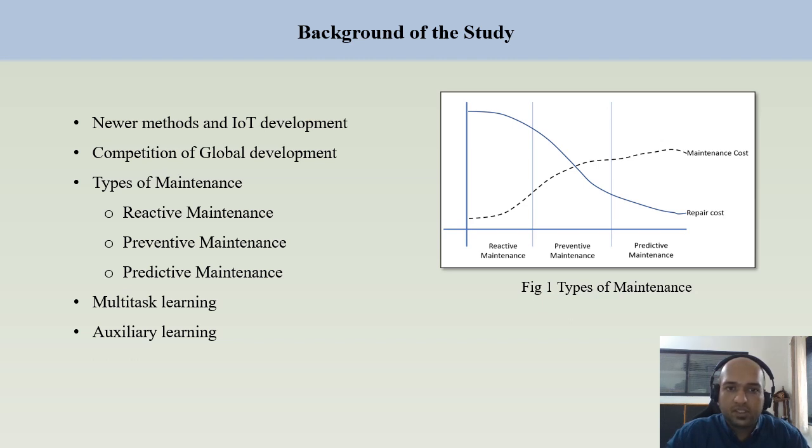We have multitask learning here. Multitask learning is a standard training construction in which a machine learning configuration is trained with different tasks concurrently. Next is auxiliary learning. It is a method to improve the ability of the primary task to generalize by training an additional auxiliary task alongside the primary task.